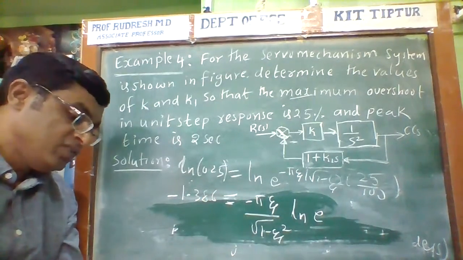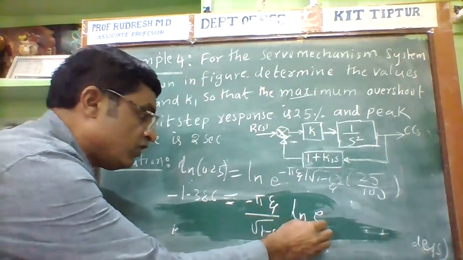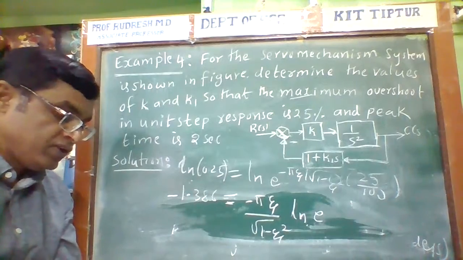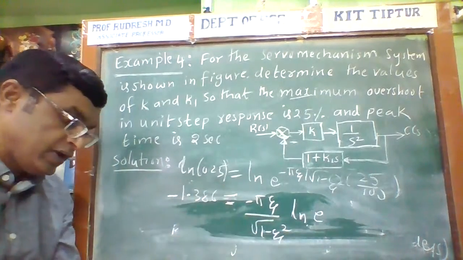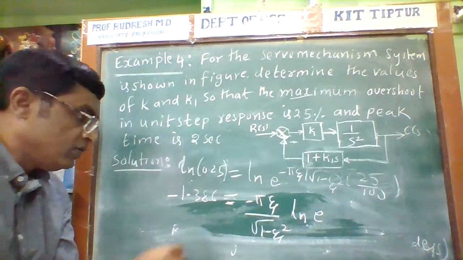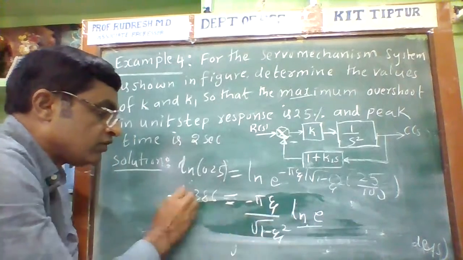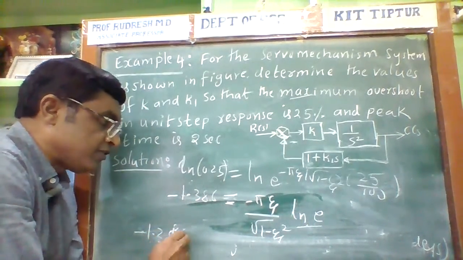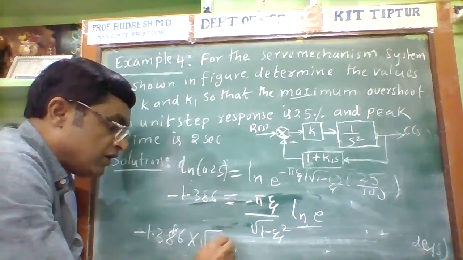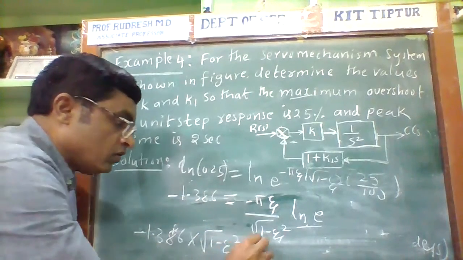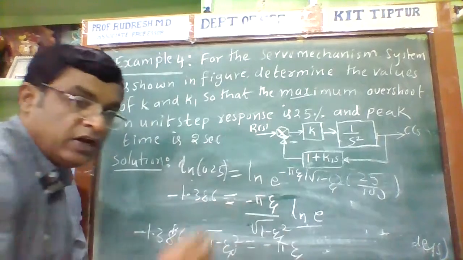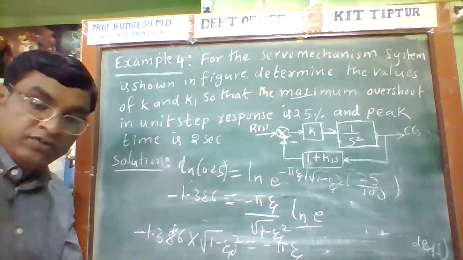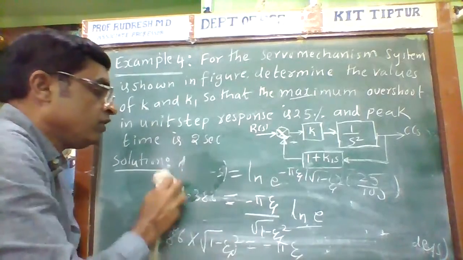Now what is the value of ln of e? It is equal to 1. Therefore, after simplification and cross multiplication, minus 1.386 into square root of 1 minus zeta square is equal to minus pi into zeta. Now square on both the sides.